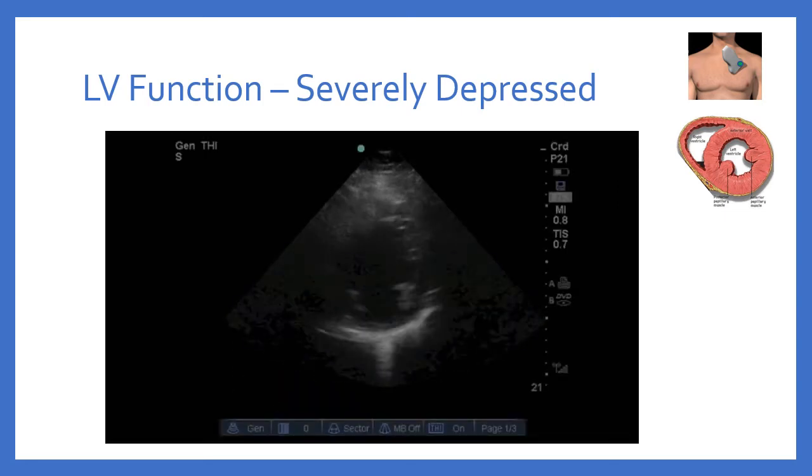Here's another example of a left ventricle that is severely depressed. The image quality is much more poor, but you're still able to see that the ventricle itself is not decreasing in size much and the walls are not thickening at all.